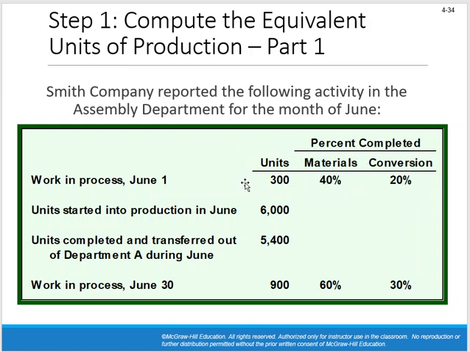It's just 300 units. If we were using FIFO, these beginning percentages do matter. But under weighted average, they do not matter, so that's extra information that we don't need. What we need is 300 units. Then, during June, we start 6,000 units into production, so that would be 6,300 units. And then they complete and transferred out 5,400 units. So 6,300 minus 5,400 leaves us 900 units in our ending WIP. And they tell us that they're 60% complete for materials and 30% complete for conversion.